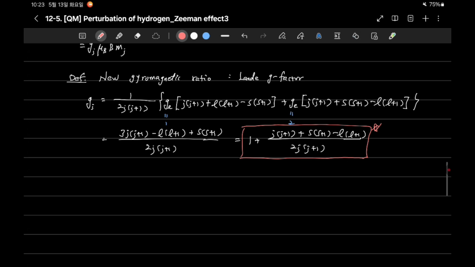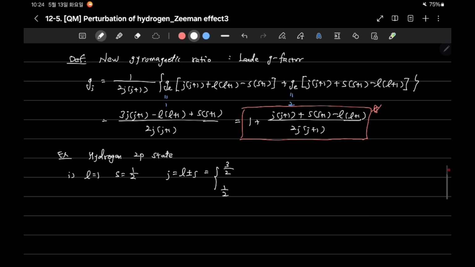So let's have an example. Let's have an example for the hydrogen 2p state. In the hydrogen 2p state, P means L equal to 1 in this case, and the spin S is 1/2. So J is L plus or minus S, so there are two possibilities: J equal to 3/2, and in other words 1/2.